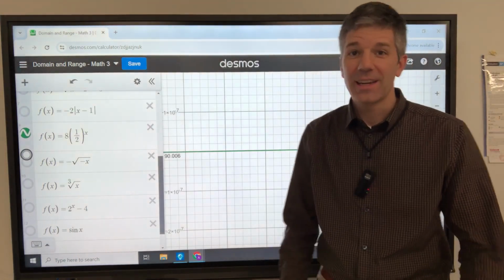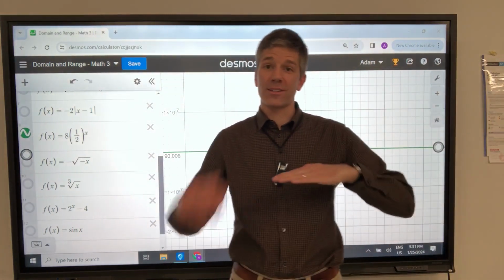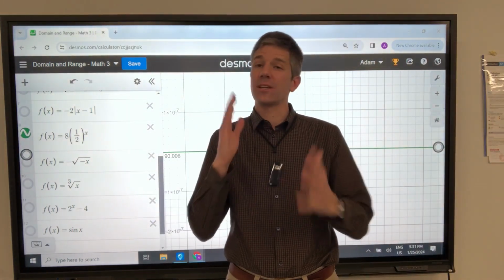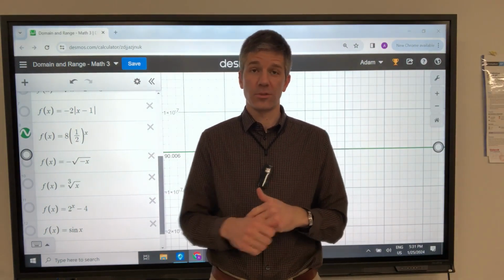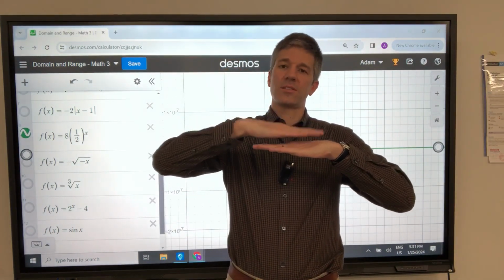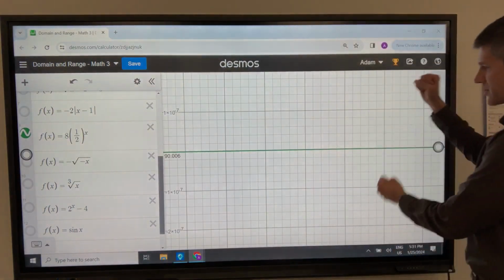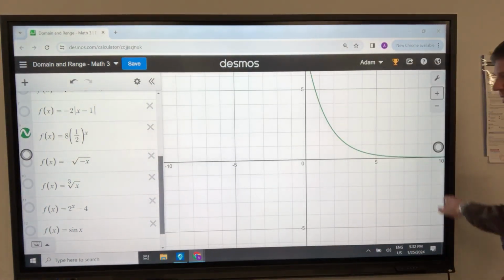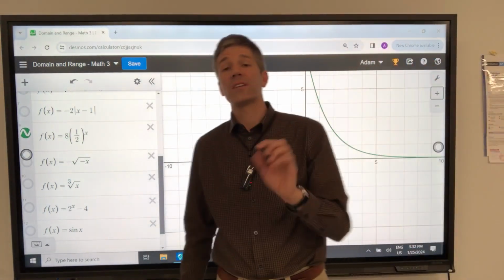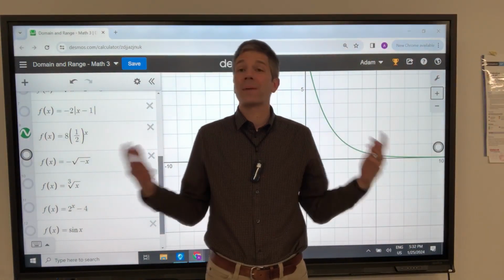Here's the deal. It is never going to touch the x-axis. It's going to get super close. It's going to be so close that the computer doesn't even know what to do with the resolution. But it's never going to touch the x-axis. That's what I was trying to do as I was clawing at this thing. So it's going to get closer and closer to the x-axis, but never touch it. That's going to be important when we get to the range. But I'm getting ahead of myself.